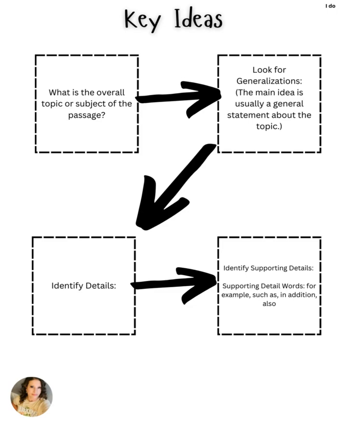Here I have provided you with a graphic organizer to show you kind of the process that we will be going through. We are going to look at the overall topic of a passage and then look for the main idea or the generalization. Then we're going to go down to each paragraph and identify the details so that we know that we're either pulling the key idea or the details, because we kind of need to know the difference. And then we'll use the key ideas to come up with a central idea.